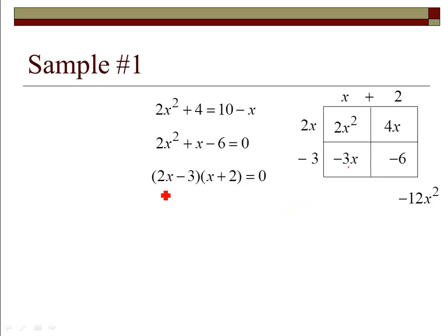I'm going to set each of these quantities, this one and this one, equal to 0, and then solve. So 2x minus 3 equals 0, x plus 2 equals 0. I'm going to add 3, then divide by 2, so I get 3 halves. Here I'll subtract 2, I get x equals negative 2. So that'd be a pretty typical kind of problem. Okay, let's look at another example.